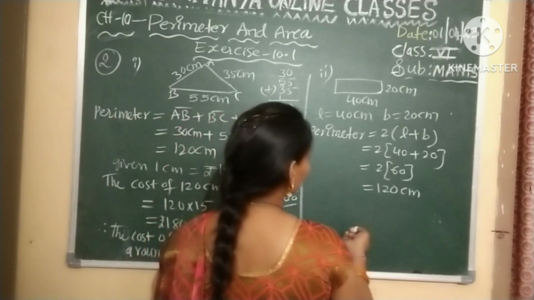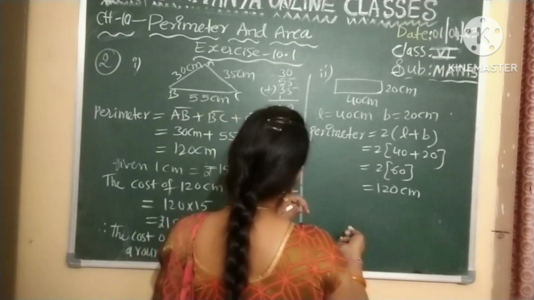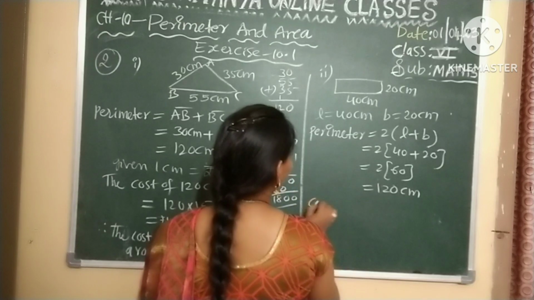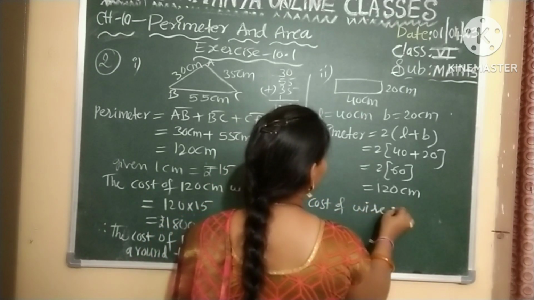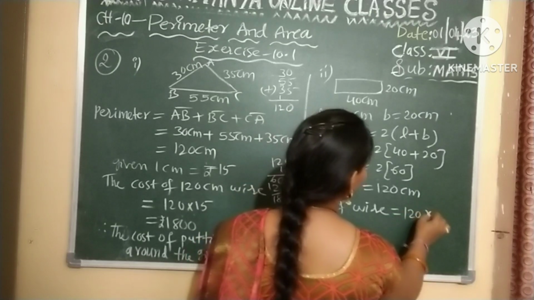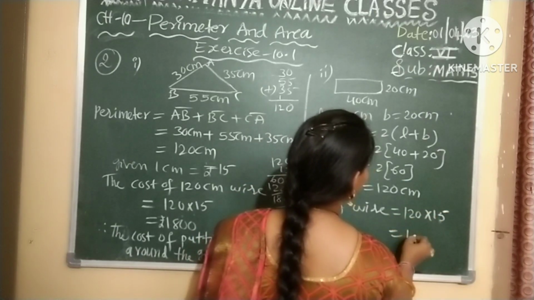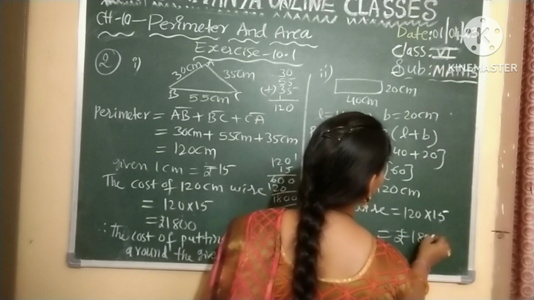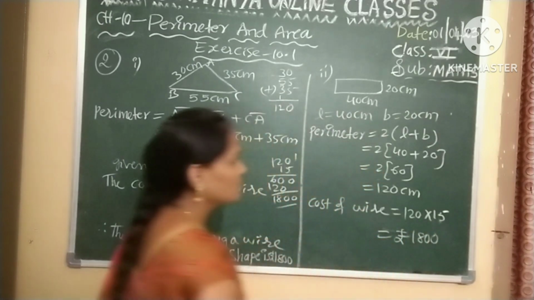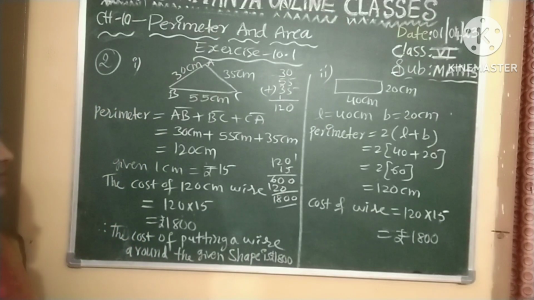So the same answer you will get now. So 120 into 15, right? So cost of fencing, cost of wire putting around the given shape, 120 into 15, 1800 rupees you will get. Already we did it. 1800 rupees. So the same conclusion you can write. Take a screenshot once. I hope you understand.